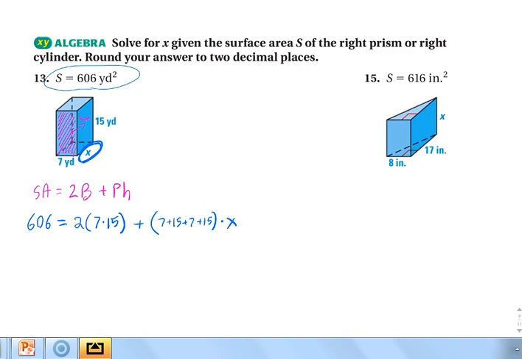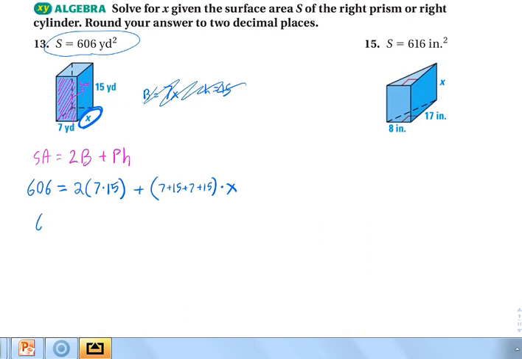Now if you chose a different orientation, for sure you could have had the area of your base being 7 times x, that'd be capital B, and the height being 15, if you chose the bottom as the base. Now I chose a different base, so it doesn't matter.